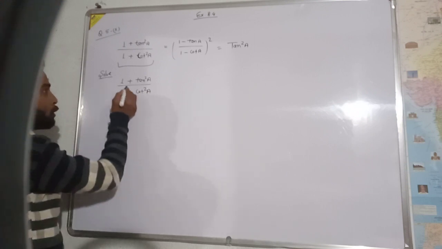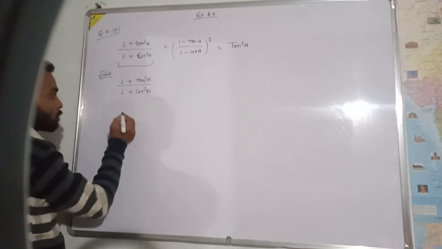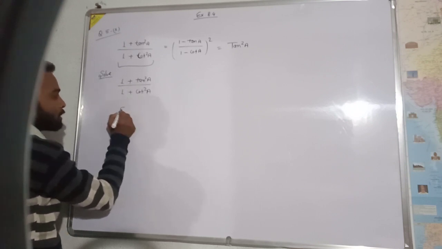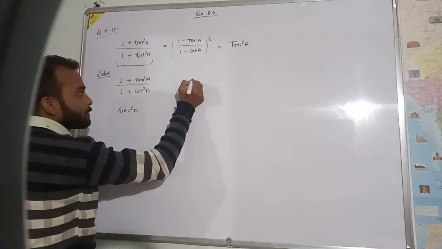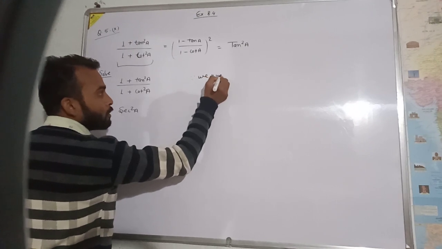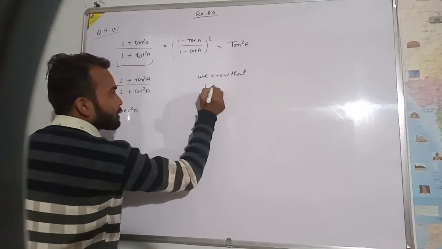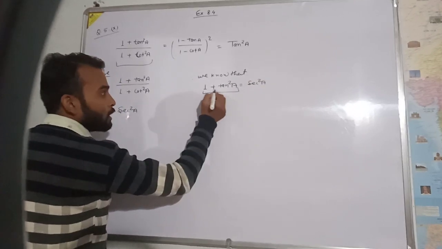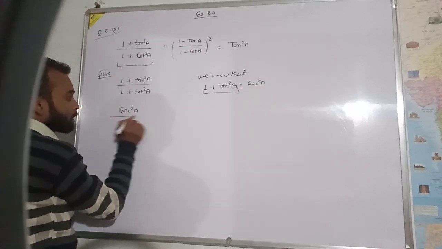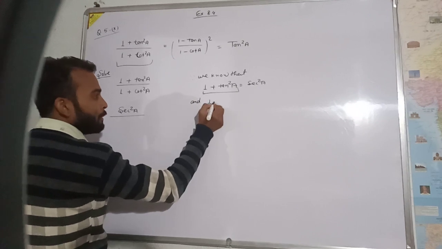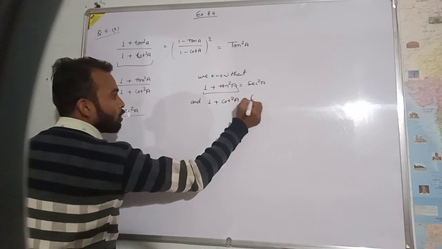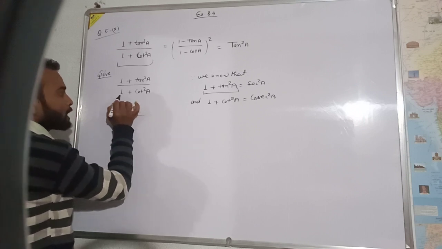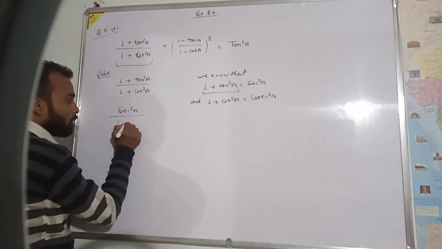Clear? Now we know that 1 plus tan square A is equal to sec square A. So we write sec square A in place of 1 plus tan square A. And 1 plus cot square A is equal to cosec square A. So we write cosec square A in place of 1 plus cot square A. So it will be sec square A upon cosec square A.